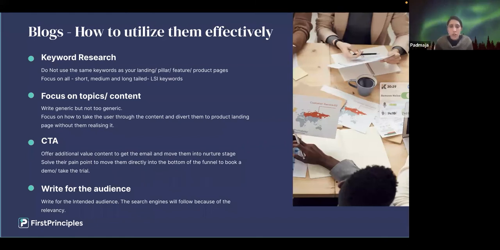Always write for your audience. Don't write for search engines. The search engine will follow your audience, right? If the audience finds you, that means the search engine has already found you. So think of your audience and write just for your audience, not for search engines.